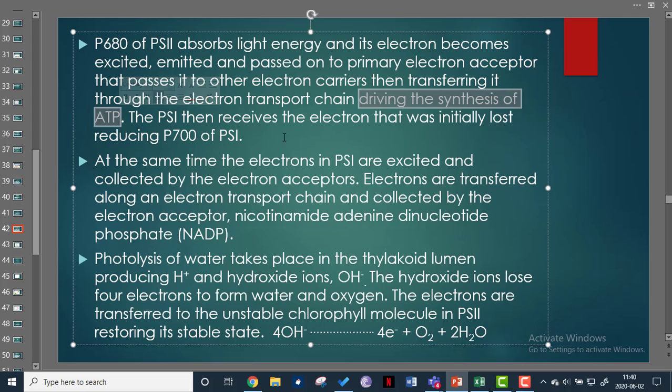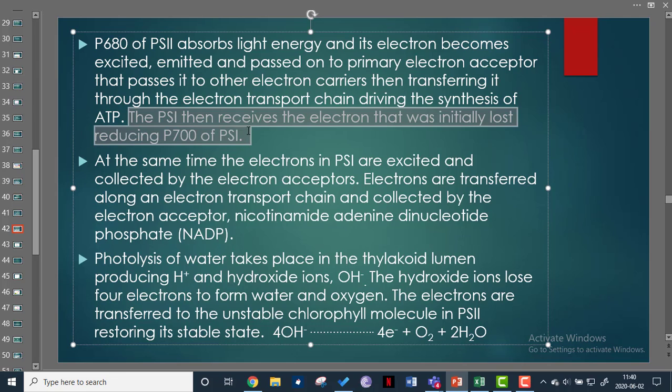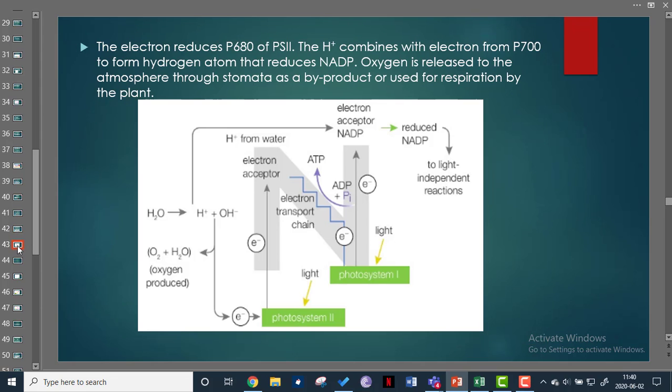Now, what happens is that photosystem 2 is the one that is going to receive the electron that was initially lost, reducing the P700 of photosystem 1. How does this take place? Let me take you to another series of reactions so that you see what I mean on my next slide.